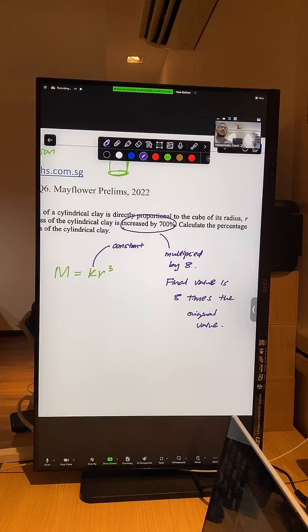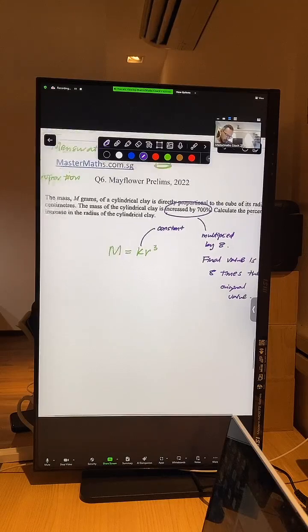How to remember this? Very simple. If I tell you the share price has increased by 100%, that means it's twice the value. Can you remember? If I say increase by 100%, that means now it's twice the value. So if I say increase by 700%, that means now it's 8 times the original value.